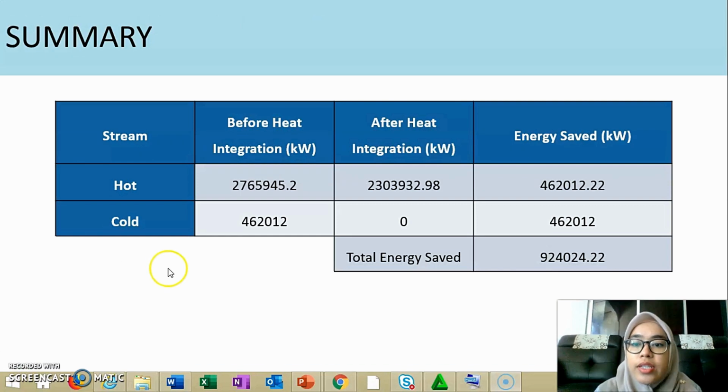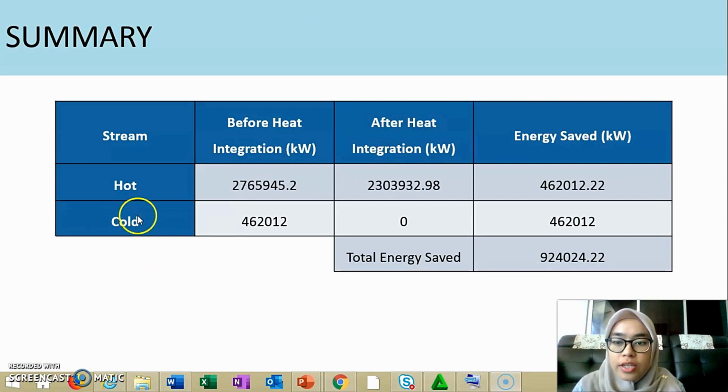So as we can see, as a summary, for the hot stream, before heat integration, our core utility is around 2,765 megawatt. After heat integration, we have reduced it to 2,300. This means that the energy we save is around 462 megawatt.